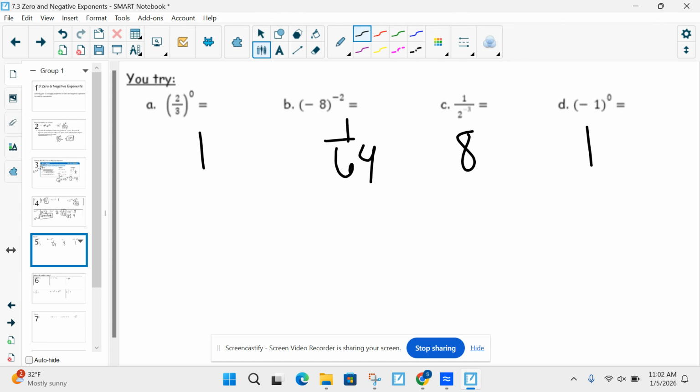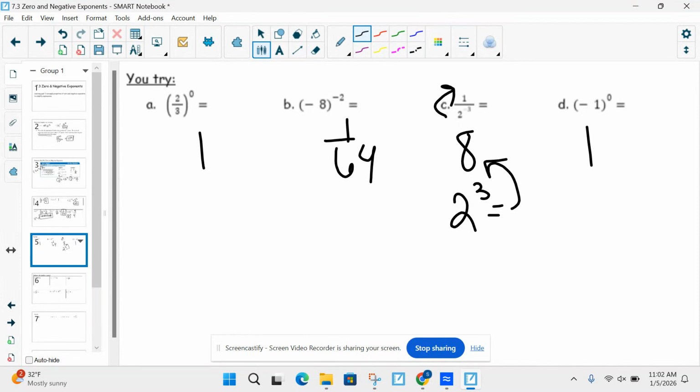So for C, it's a negative exponent, so you move it to the numerator. So 2 to the 3rd power is 8. If the negative exponent is in the denominator, you move it to the numerator to make it positive.